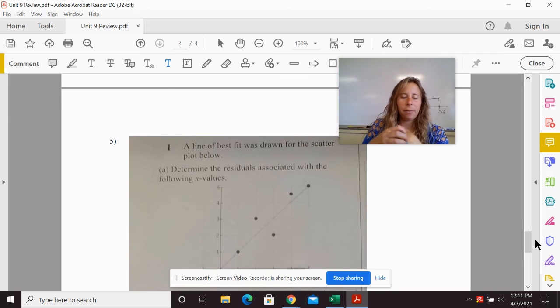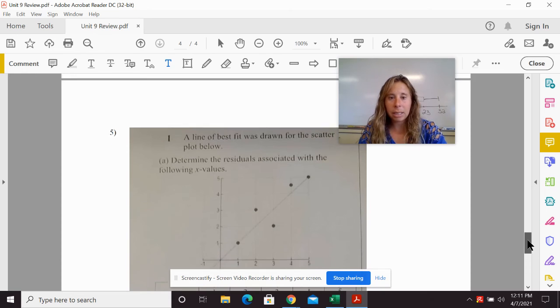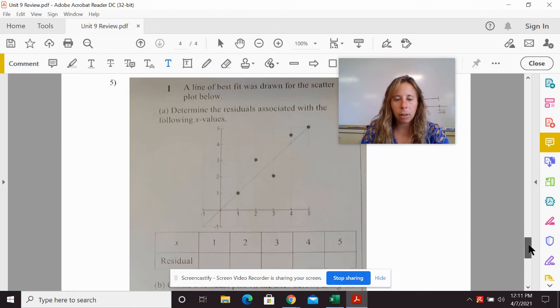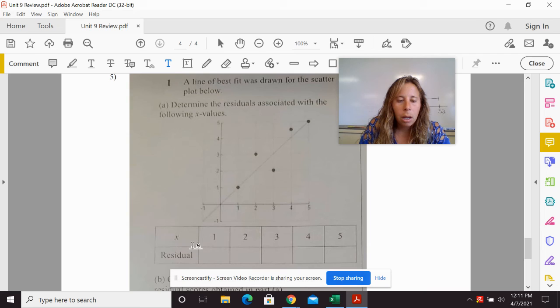Number 5. So a line of best fit was drawn for the scatter plot below. Determine the residuals associated with the following x values. This one I found because it's easier to see than the ones in the book. Oh my goodness. So our residuals, we're going to fill in this table.